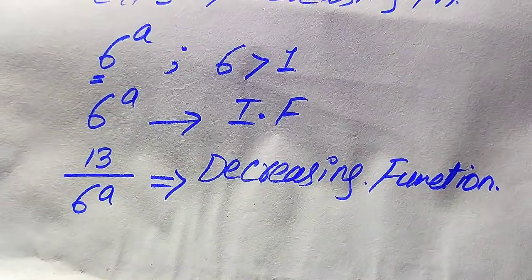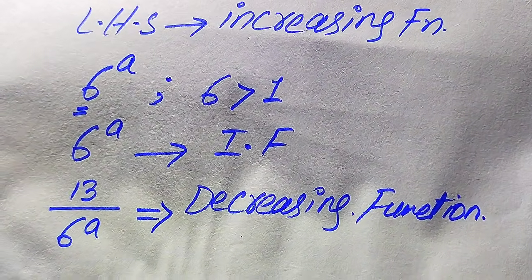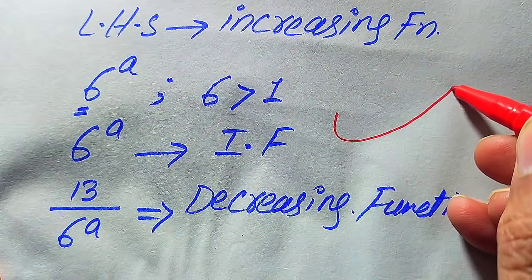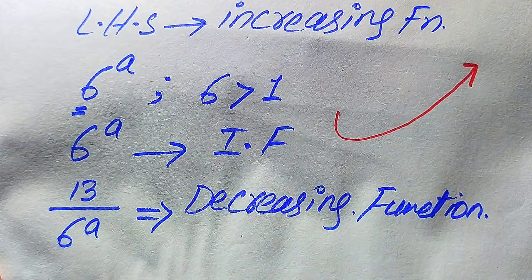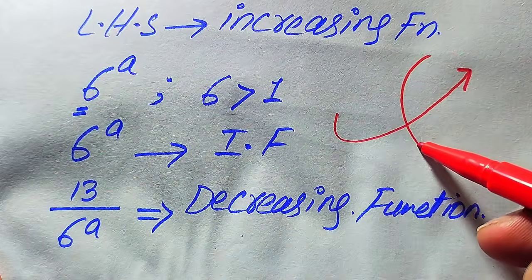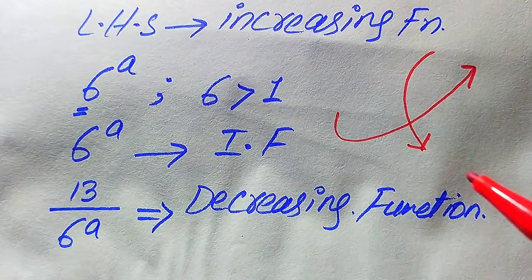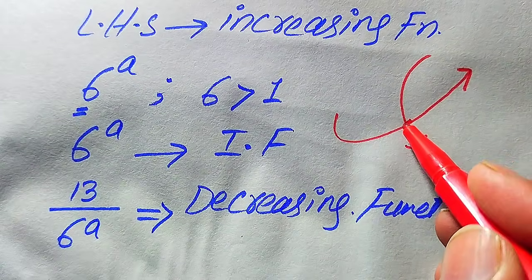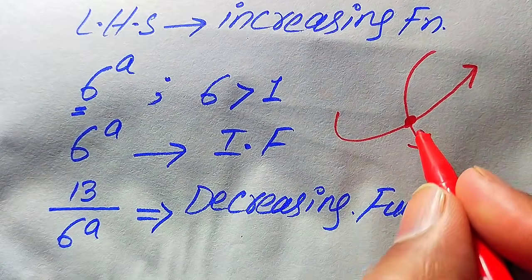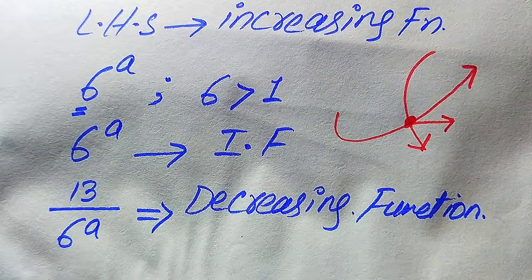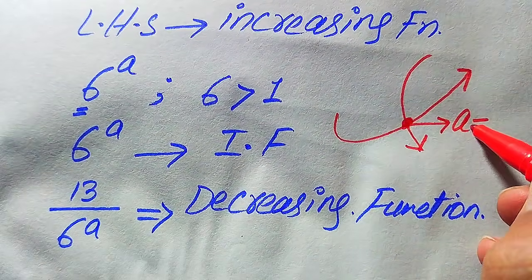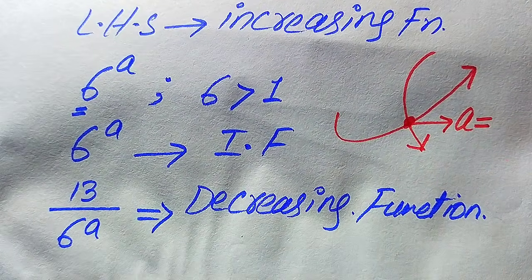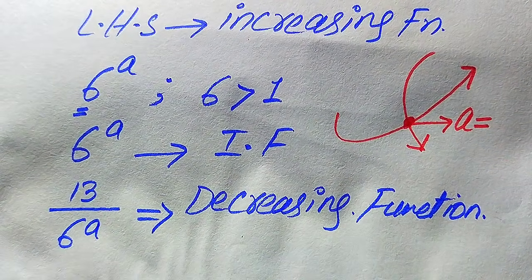If we make the graph of increasing and decreasing functions, you know that the graph of an increasing function looks like this, and the graph of a decreasing function looks like it goes downward. An increasing and a decreasing function always intersect at only one point. This point is called the solution of this equation. So this point is our a. Here we need to find the point of intersection of the increasing and decreasing functions.